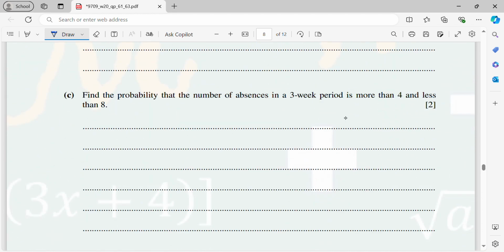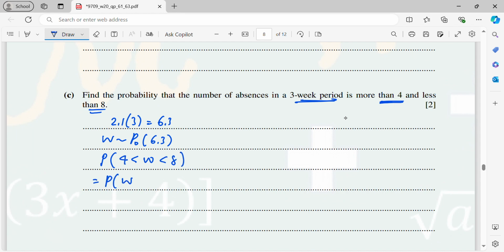Okay, now part C, find the probability that the number of absences in a 3-week period is more than 4 and less than 8. So now for a 3-week period, it will be 2.1 times 3. Then you get 6.3. So now let it be W, Poisson distributed with 6.3. Now more than 4 and less than 8. So P(W more than 4, less than 8). So it will be 5 plus 6 plus 7.